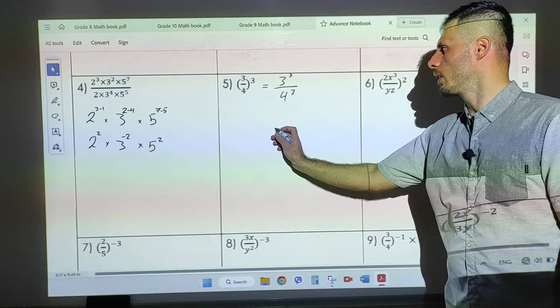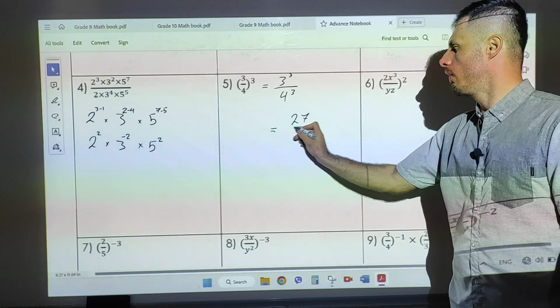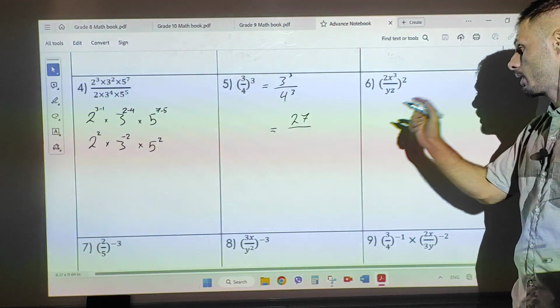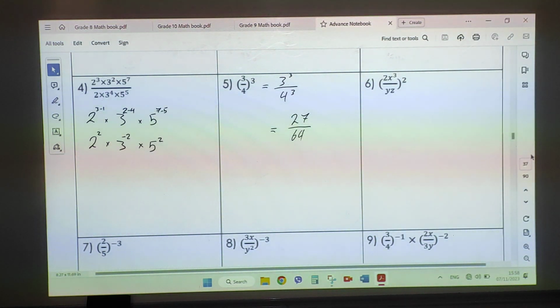If it is evaluate, 3 multiply 3 multiply 3 would be 27, 4 multiply 4 multiply 4 would be 64. This would be the final result of calculate or evaluate.